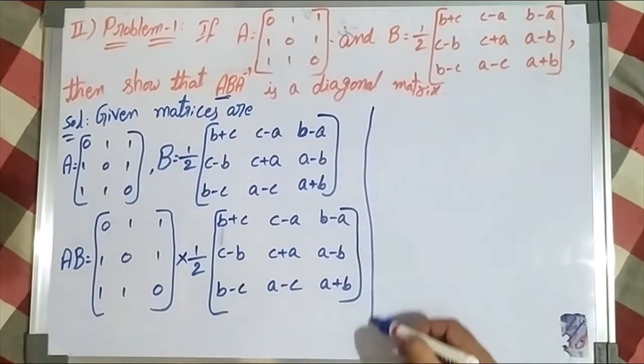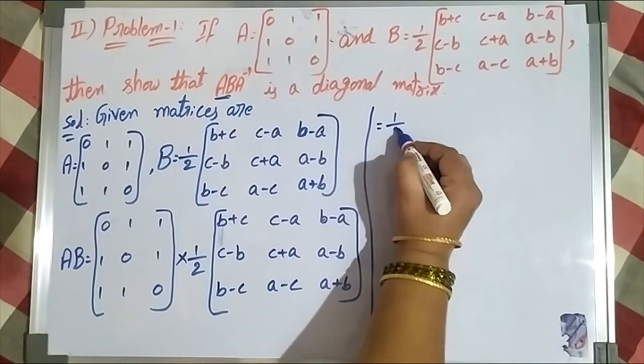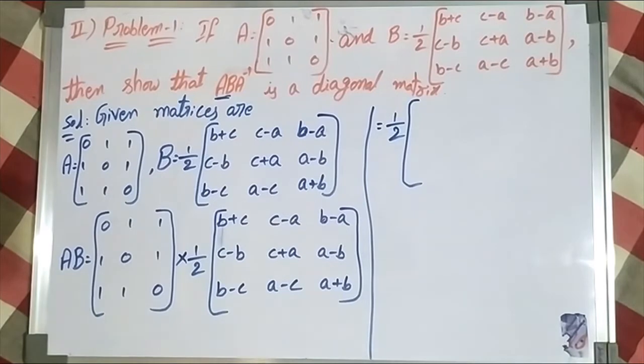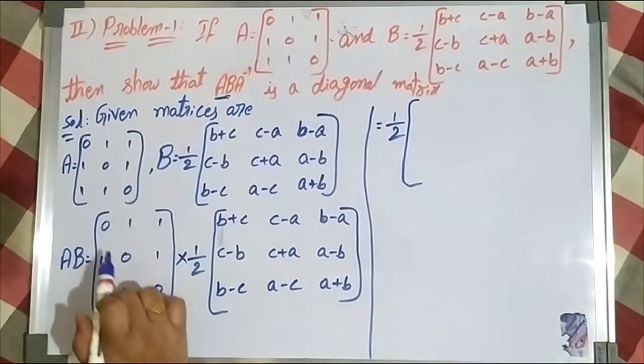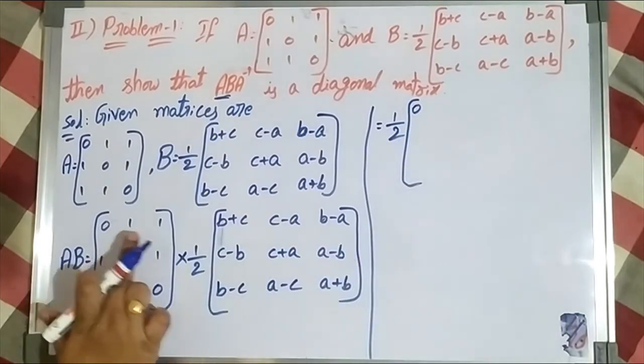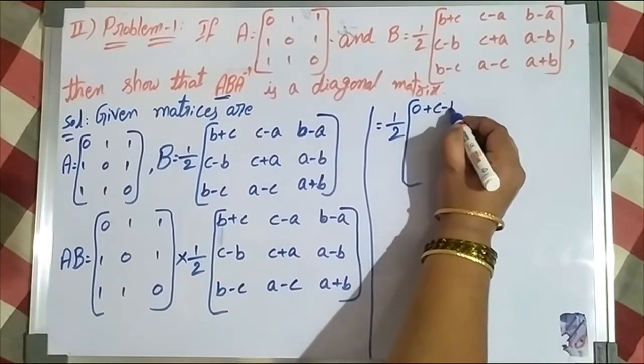Then that is equal to, this is a scalar number, so half is present in the front, into the multiplication. First row, first column: 0 into B plus C, 0, plus 1 into C minus B, plus C minus B.